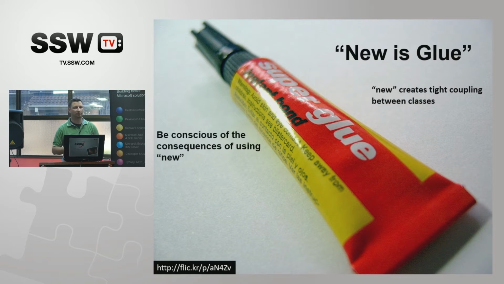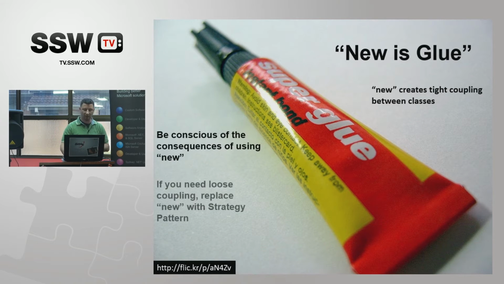It's perfectly okay for our programs to have dependencies. They have to, or else they wouldn't do anything useful. But we want to be conscious of those dependencies and not just blindly introduce dependencies that aren't necessary. If you need to remove tight coupling because you've got a new or a static call or direct code in there that's working with infrastructure, that's when you can replace those with the strategy pattern that we just talked about.